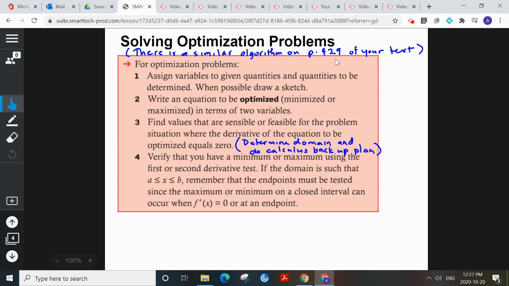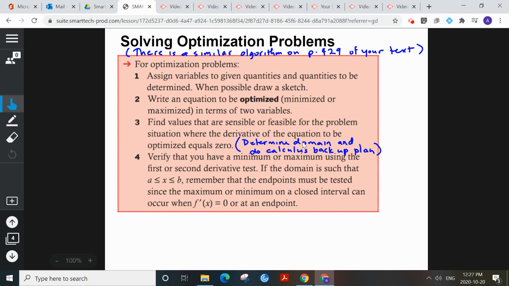So for optimization problems, your first job is going to be to assign variables to the given quantities and the quantities to be determined. And if you can, draw a sketch. You're going to write an equation that needs to be optimized, which means we need the thing that we need to max or min in terms of the two variables. You need to find values that are sensible or feasible for the problem situation where the derivative of the equation to be optimized equals 0.